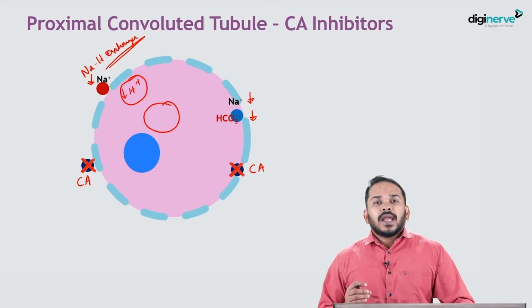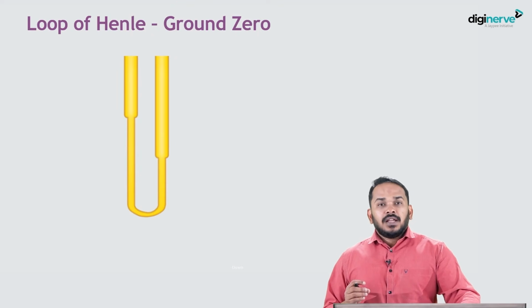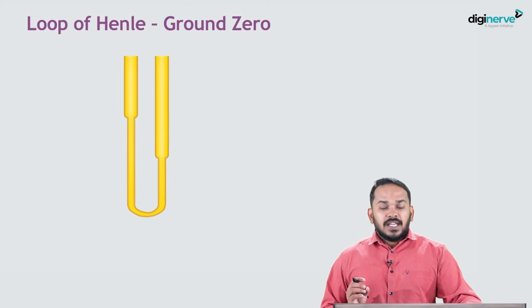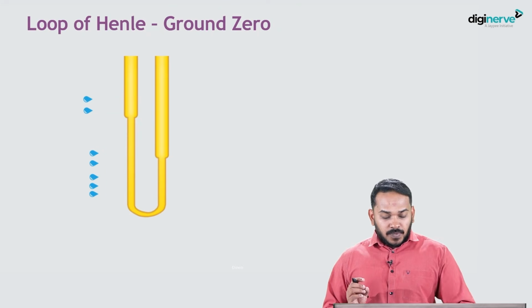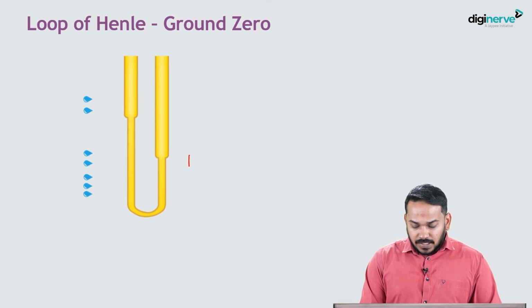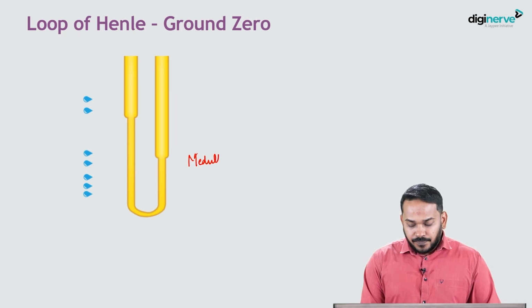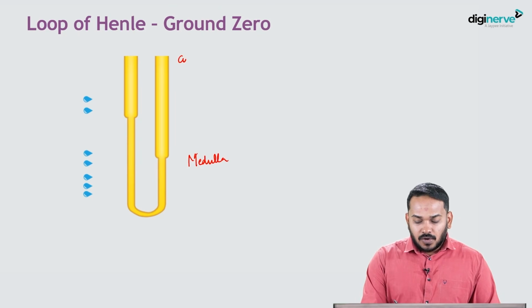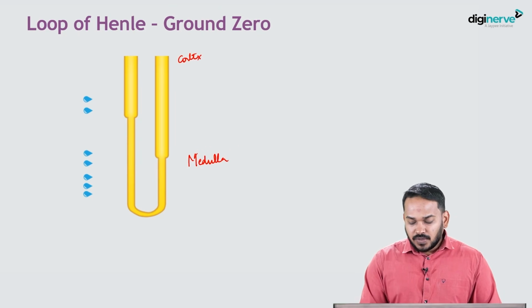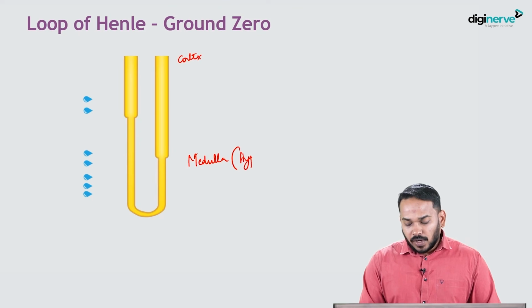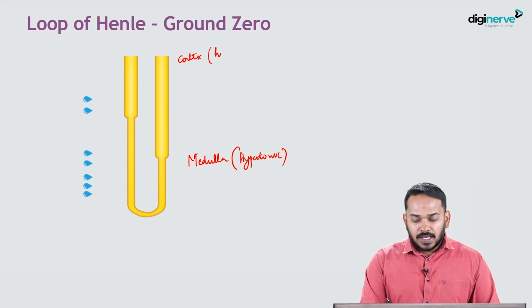Now we will see what happens in the loop of Henle. The descending limb of loop of Henle is permeable to water. So since this area is the medulla and this area is the cortex, you should know that the medulla is hypertonic whereas the cortex is hypotonic.